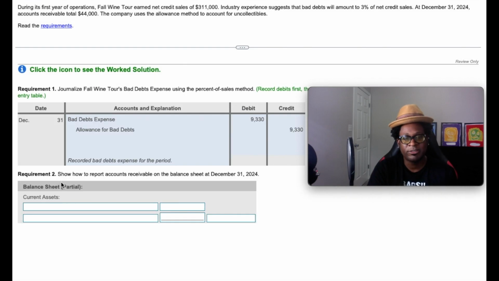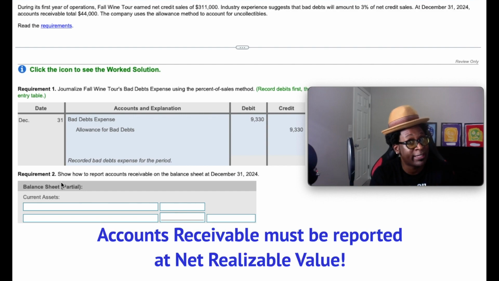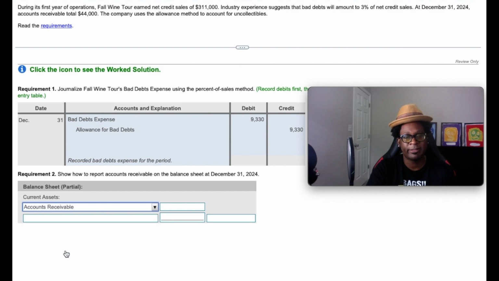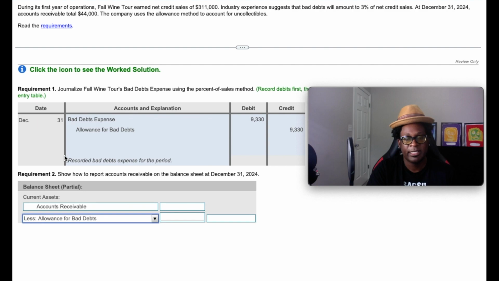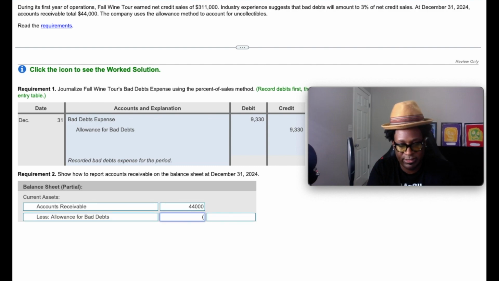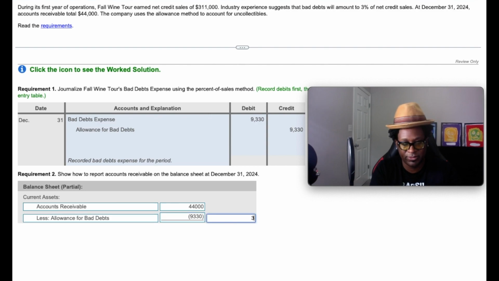Bags all day. Next, they want us to show how accounts receivable is going to appear on the balance sheet at year end. We already know where we're going with this game. As I've said, your accounts receivable must be reported when you're practicing the allowance method at its net realizable value, which means that we're going to report the gross amount of our accounts receivable and subtract the allowance for bad debt account balance that we have. And so based on the earlier description, it tells us that at December 31st, year end, the accounts receivable balance was $44,000, gang. So we're going to put that in there. And we're going to subtract the new balance based on the estimate of the allowance for bad debt amount, which is $9,330, which will give us a net realizable value of $34,670. We're going to check the answer.